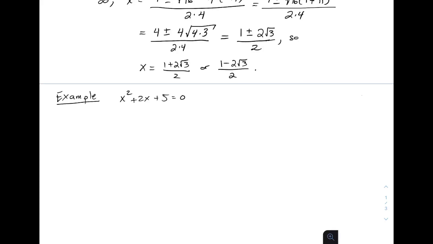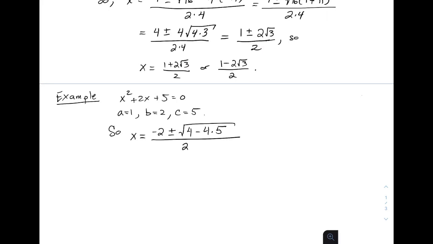In this last example, we'll look at x squared plus 2x plus 5 equals 0. So in this case, a is 1, b is 2, c is 5. So x is the opposite of b, plus or minus the square root of b squared, which is 4, minus 4 a times c, which is 5, over 2.